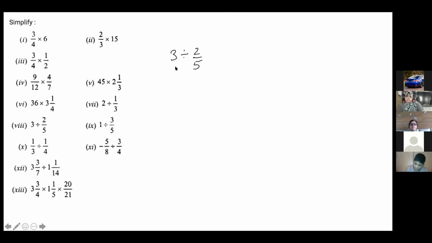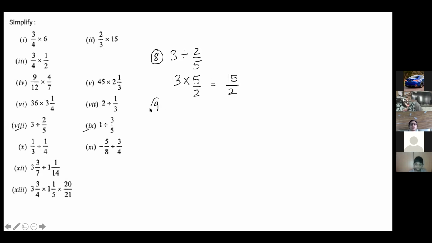And which question are we doing? We are doing the 8th one. 3 into 5 upon 2. 15 upon 2. Correct. No cancel. 7.5. Decimal mein nahi zarurat hai. Just write it in fraction only. 15 by 2, ma'am.